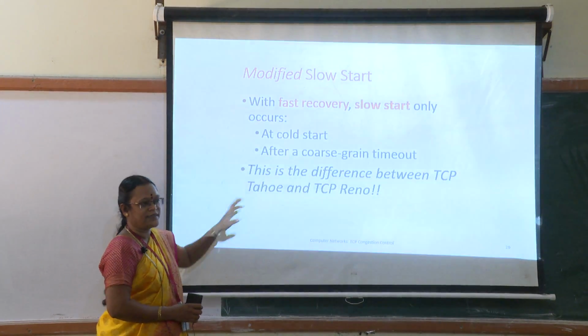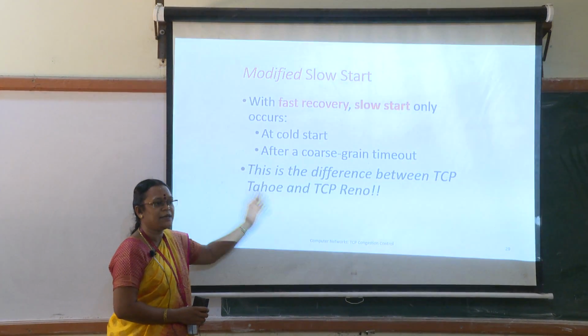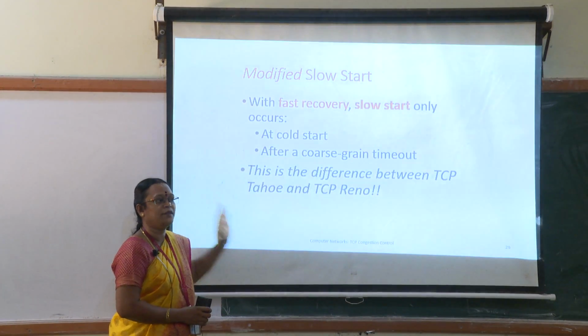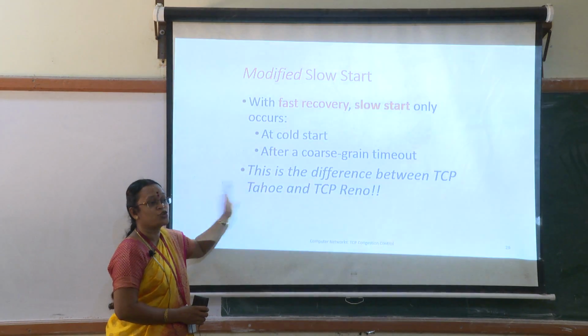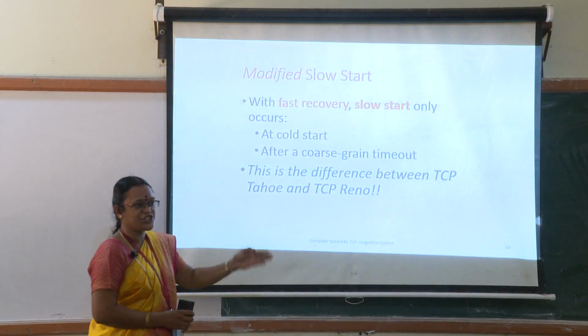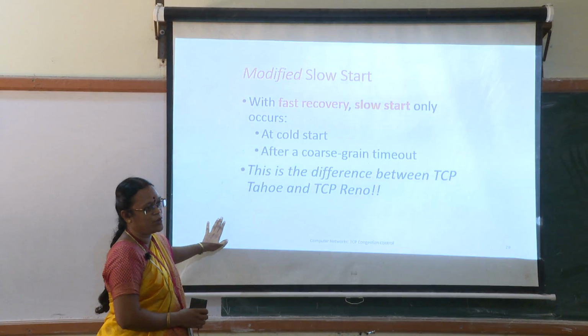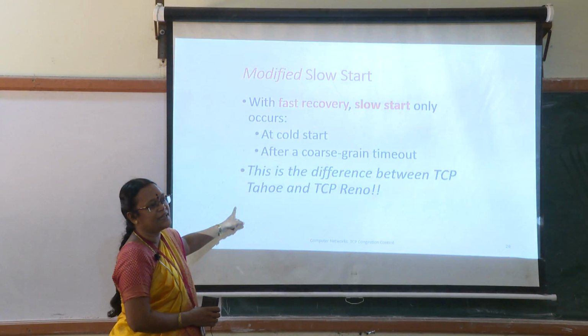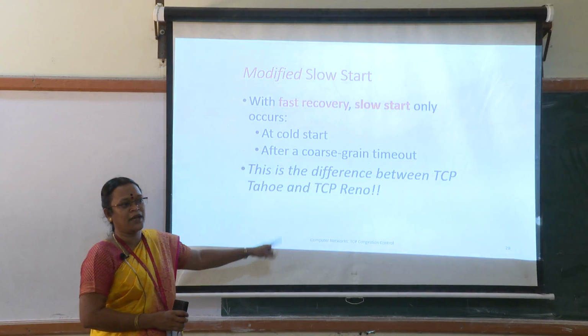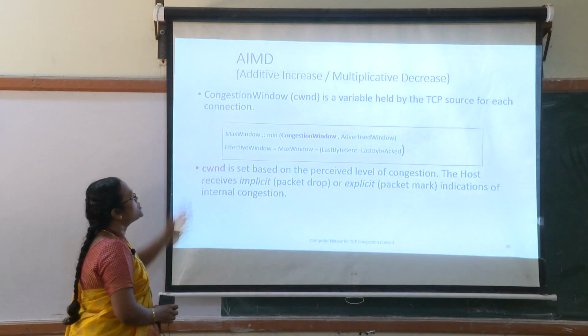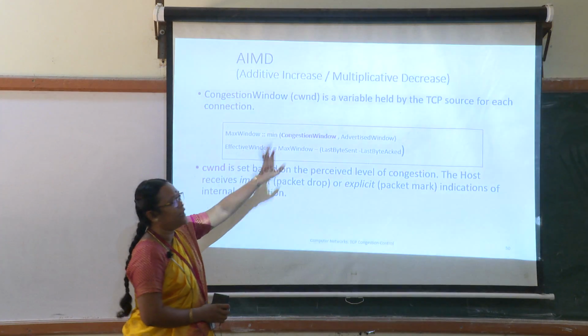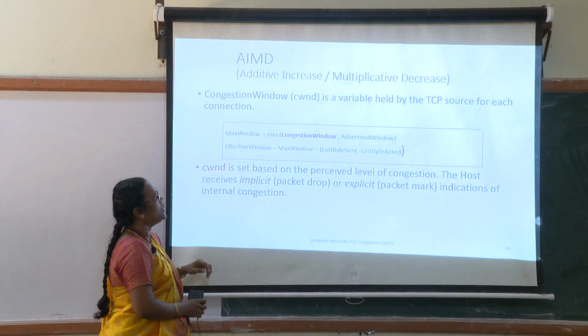Modify slow start. This is the thing. If I go on increasing my congestion window, what happened? The congestion will occur. To avoid that, whenever the congestion occurs, I am going to halve my congestion window. That method is called additive increase, multiplicative decrease. Here comes additive increase, multiplicative decrease.